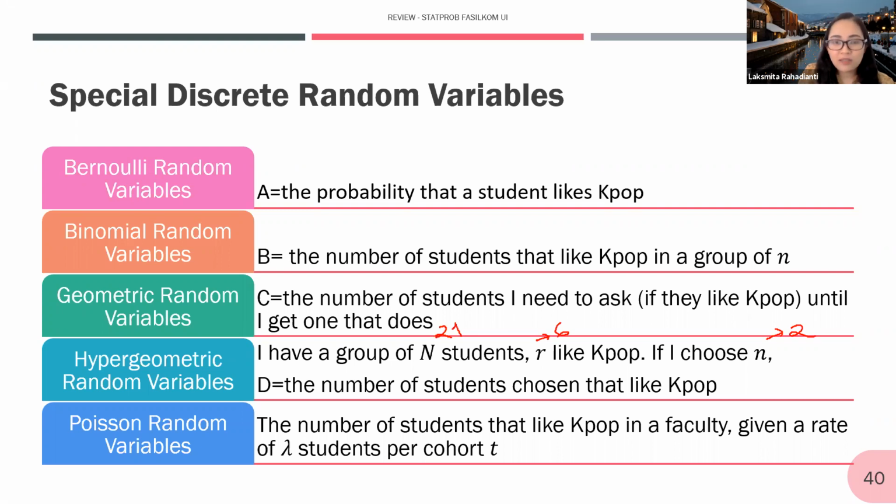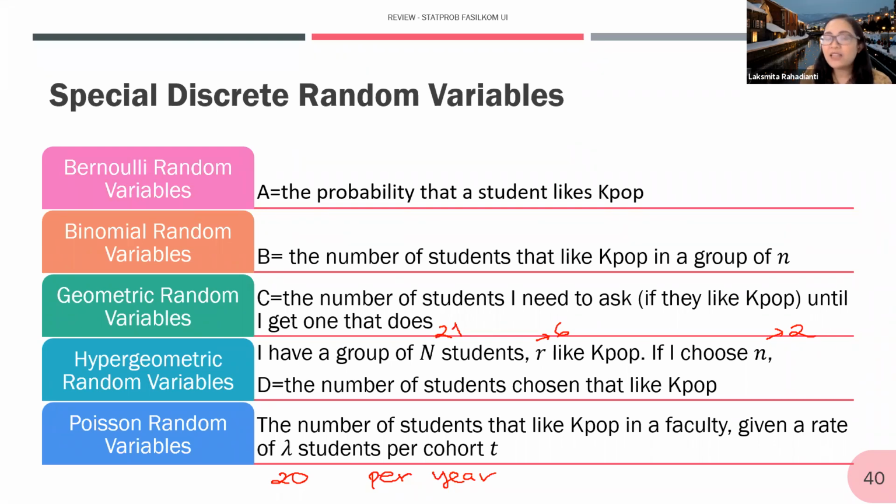Okay, and the last one: if I know that there's a rate, that there are usually 20 students per cohort, so per year, that's what I mean by cohort, that like K-pop, this is now my rate, then what is the number of students that like K-pop in the entire Faculty of Computer Science?